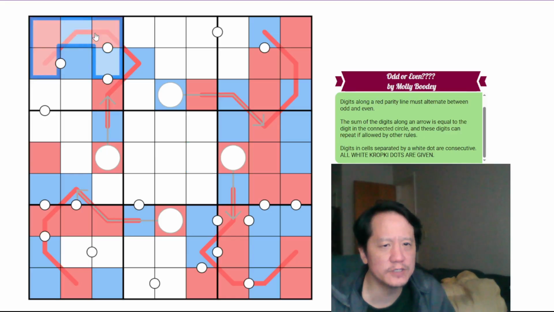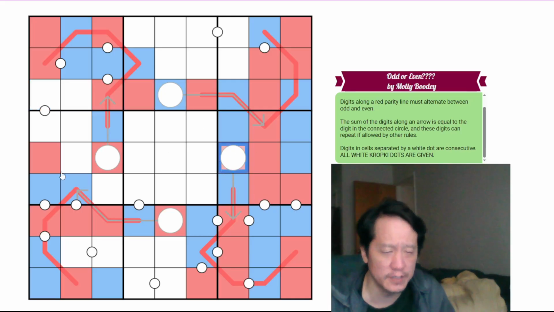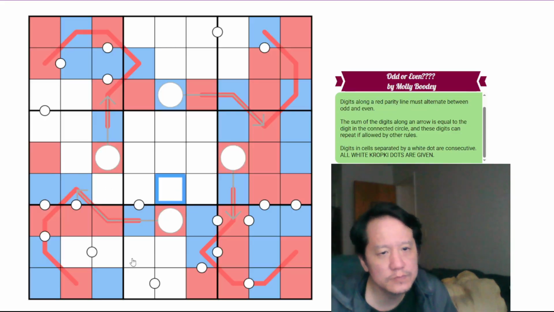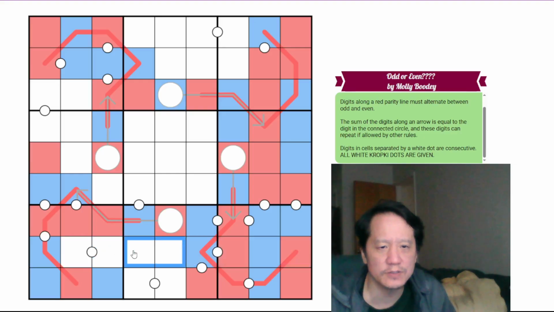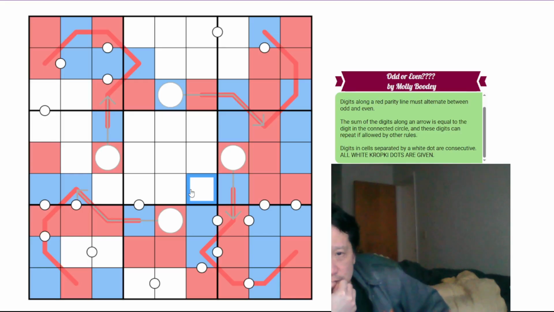We are guaranteed in box 1, 1 odd and 1 even digit. So therefore this can't be even, it's odd. This is 1 odd, 1 even digit. We have 3 other even digits in row 8, so this cannot be even. It has to be both odd.